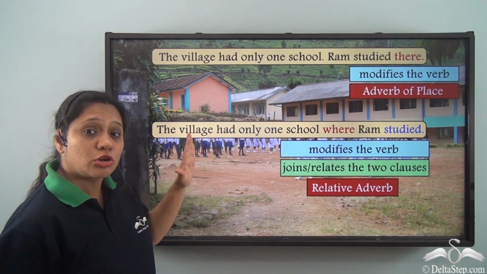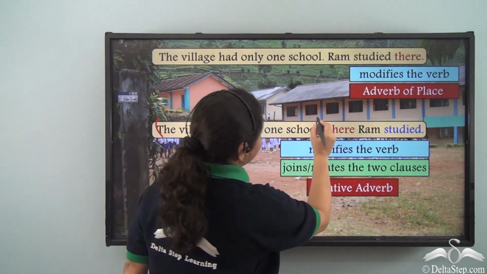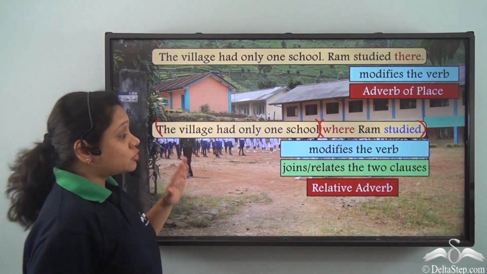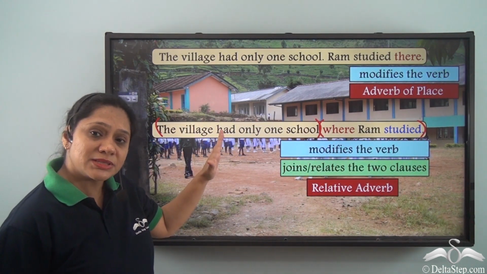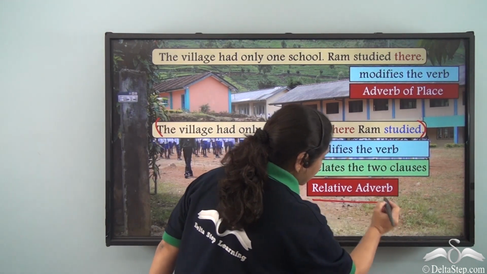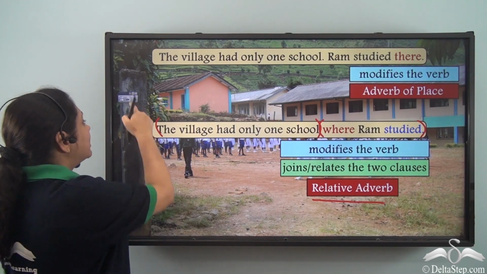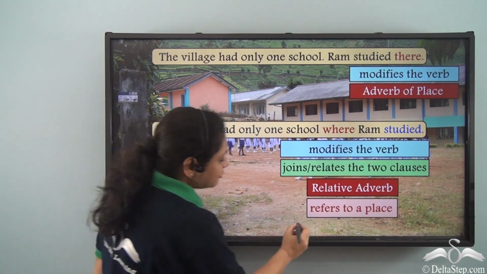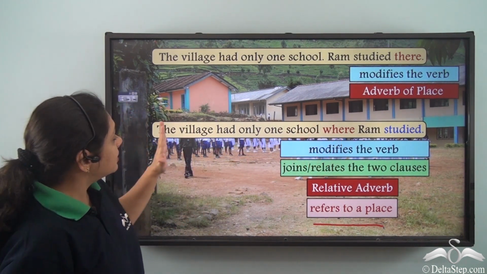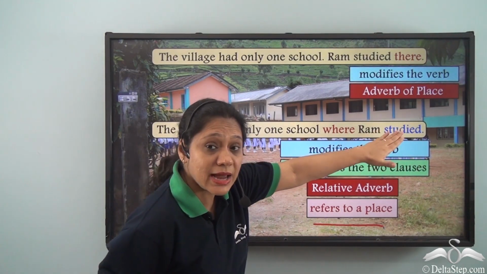joins the two clauses. What are the two clauses here? The village had only one school where Ram studied. So it is relating both the clauses. Hence, this adverb is known as the relative adverb. And this relative adverb also refers to a place where the action happened. The village had only one school where Ram studied.